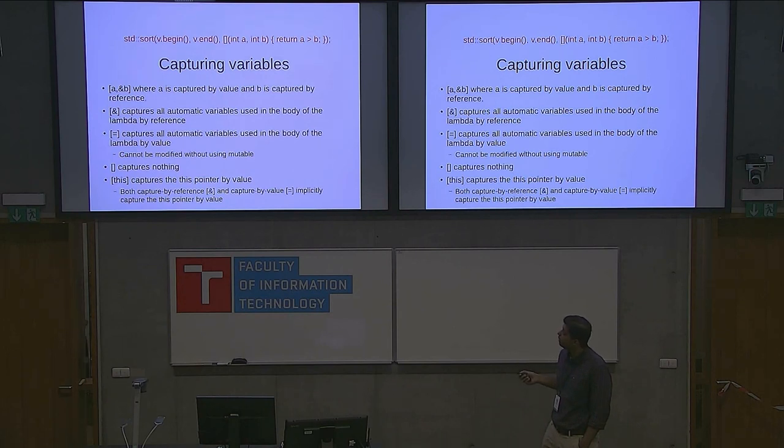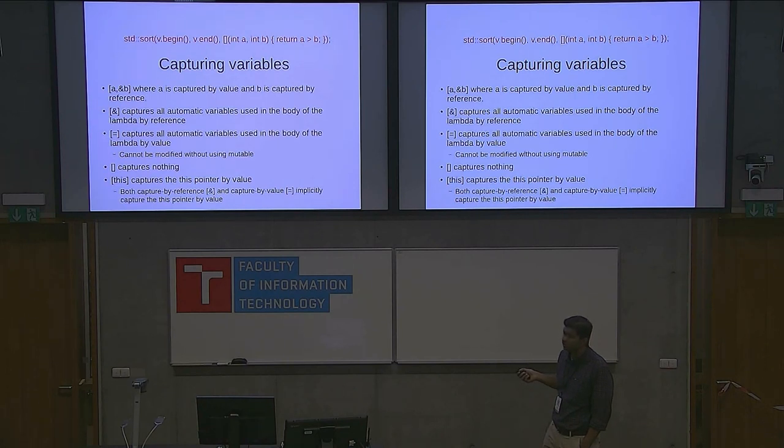If you capture by value, you're always working with copies, and those can't be changed unless, like I said, you use mutable. If you use mutable, you're changing the copy of the lambda in that particular scope, but you're not changing the original still. An empty capture clause captures nothing. And you can capture certain ones by value, certain ones by reference, everything by reference, everything by value.